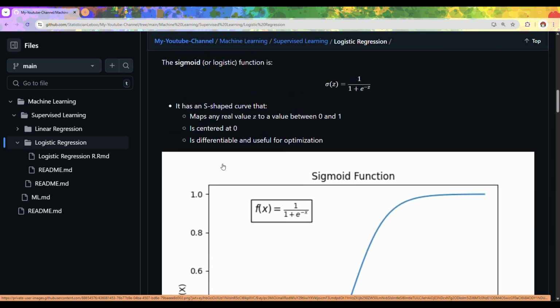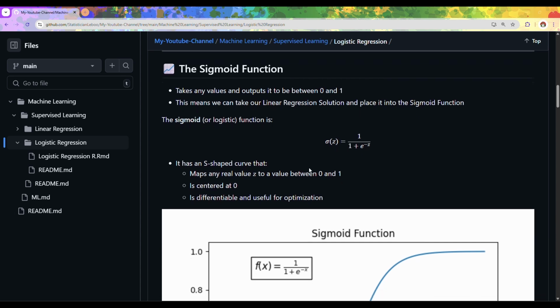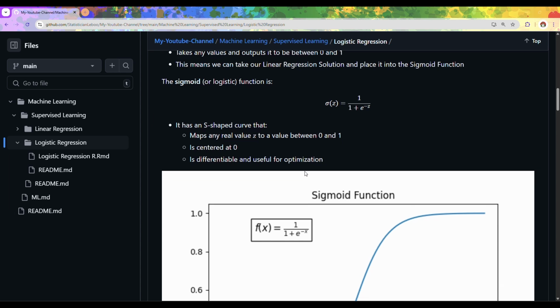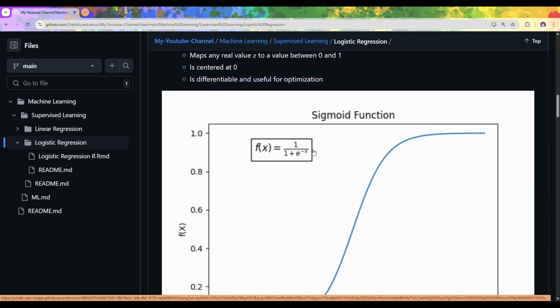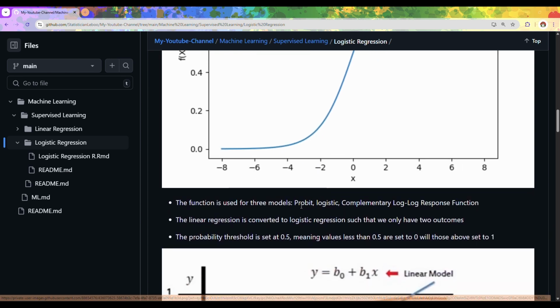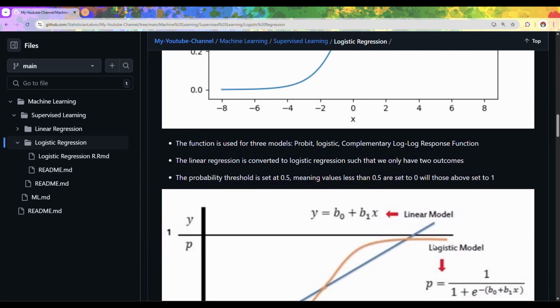So here we are discussing how the sigmoid function works. It takes the value and outputs a value between 0 and 1. We are mapping the value z to be between 0 and 1, and it's centered at 0. Then it's differentiable, and it's useful for optimization. We'll see this later when we're talking about the GLMs. But now we can use it for various functions. So we can see we have probit, we have logistic, we have complementary log response function, and this is what we'll be talking about later in the GLMs.